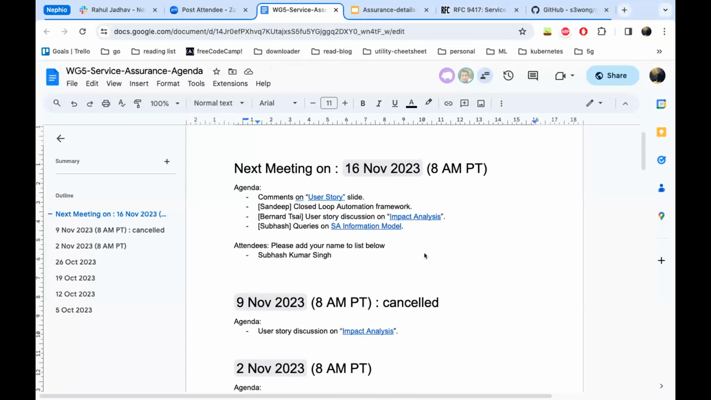So today I have planned some agenda for today's meeting. The first one is our comments on our user stories that we are writing, the impact analysis. There are some comments, so let's check what we think around it. And then we'll give some 50 minutes to Sandeep to give the overview on the closed loop automation framework.